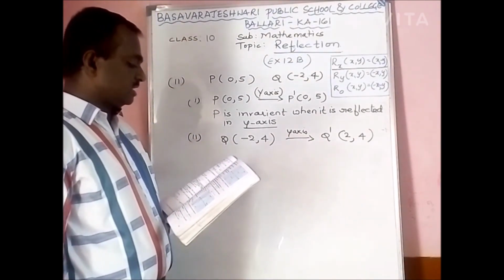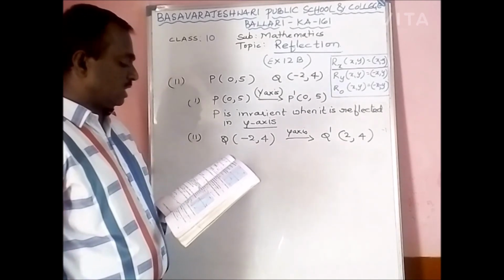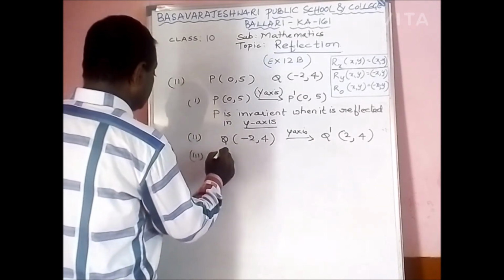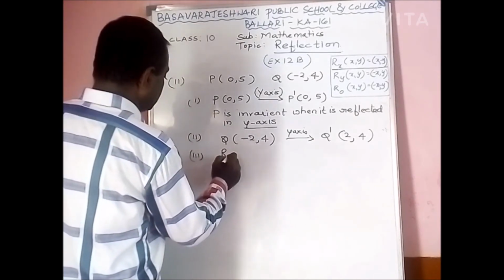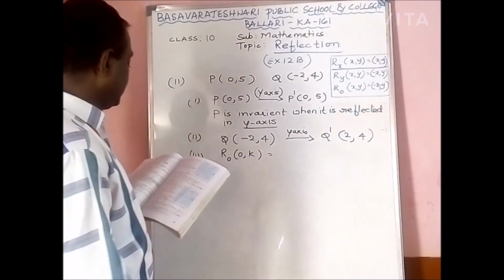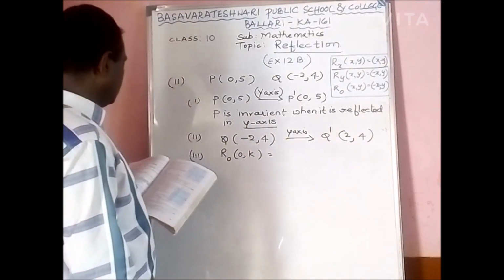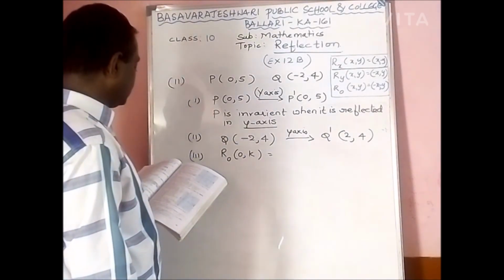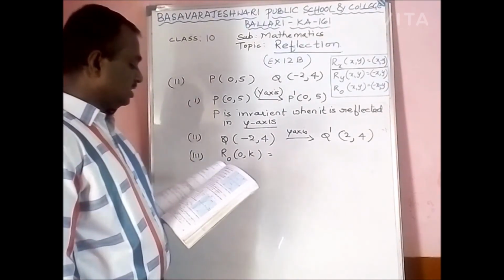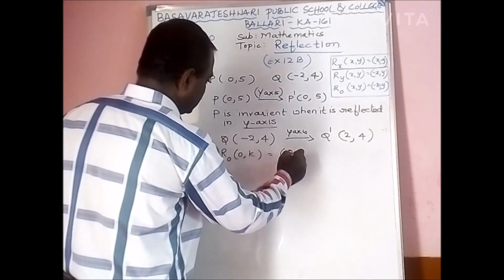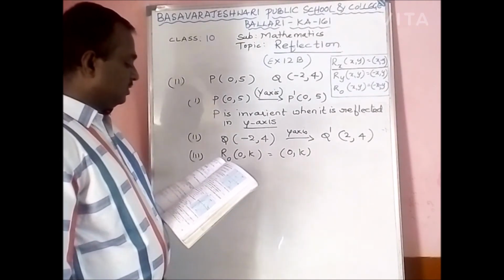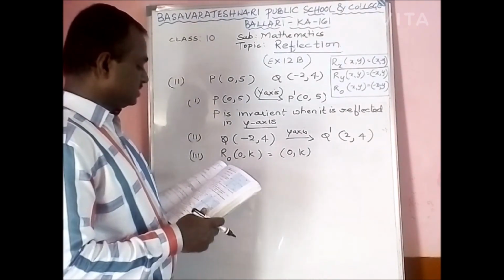The point 0, k on reflection in the origin is invariant. Write the value of k. So 0, k, not OK. If it is reflected in the origin, they are saying that it is invariant. So the point 0, k on reflection in the origin is invariant. They are given that. Write the values of k.